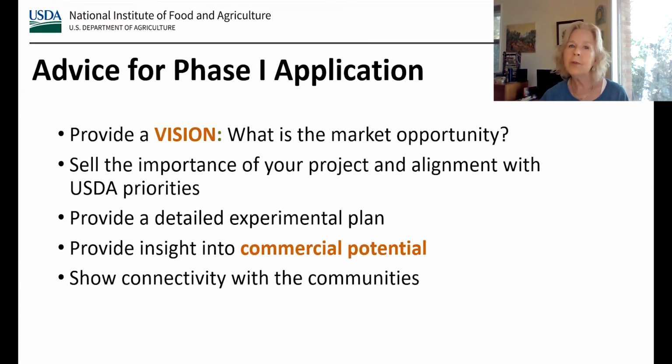When you're writing your project narrative, if you're in phase 1, just spend a small amount of time providing a vision. What is your dream? Where do you see your project going in the marketplace? How will it be useful to agriculture? How will it be useful to the American public? Just spend a small amount of time sharing with the panel that is going to be reviewing your application what your vision is. And then make sure you sell the importance of your project in alignment with USDA priorities. Those priorities, again, are listed in the RFA.